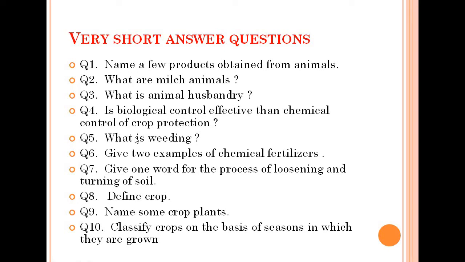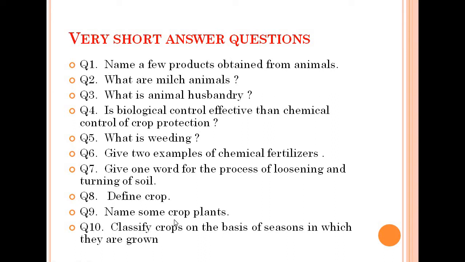What is weeding? The process of uprooting the undesired plants is called weeding. Give 2 examples of chemical fertilizers. NPK, urea, etc. Give 1 word for the process of loosening and turning of the soil. That is ploughing or tilling. Define crop. Plants of the same kind grown on the same field for food, clothing, etc. are called crops. These are grown on a large scale.